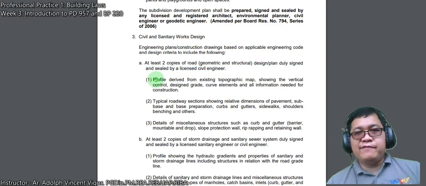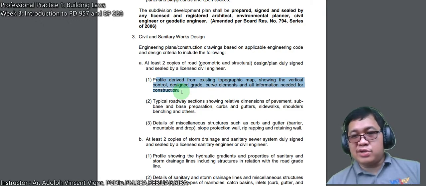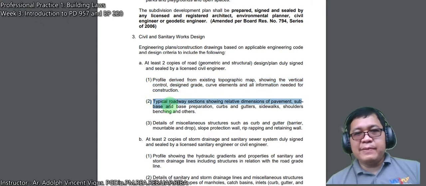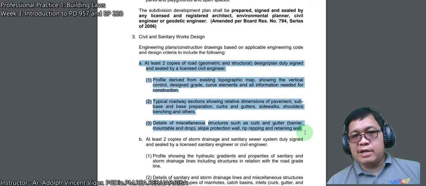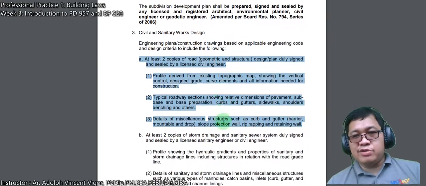Profile derived from existing topographic map showing the vertical control, design grade, curved elements, and all information needed for construction. Typical roadway sections, relative dimension of pavement, and base preparation, curbs and gutters, sidewalk, shoulders, benching, and others. Details of miscellaneous structures such as curb and gutter, slope protection, riprapping, and retaining wall. These are prepared by our allied professionals, the civil engineers.